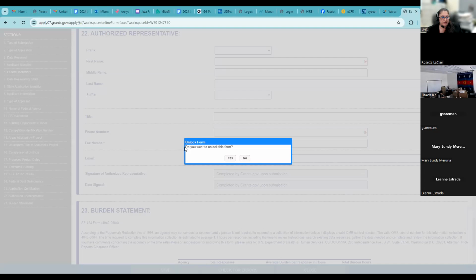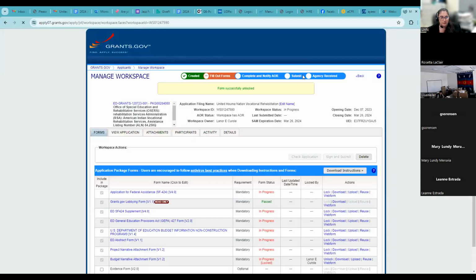When you're done with any of these forms, before anything can be submitted, the forms have to be locked. And so you would hit no, so that way it would be locked. So I'm going to just say yes, that we want it to stay unlocked for data entry.